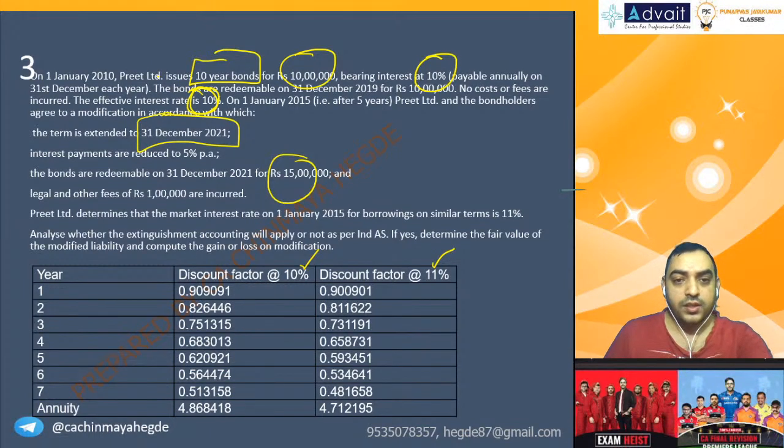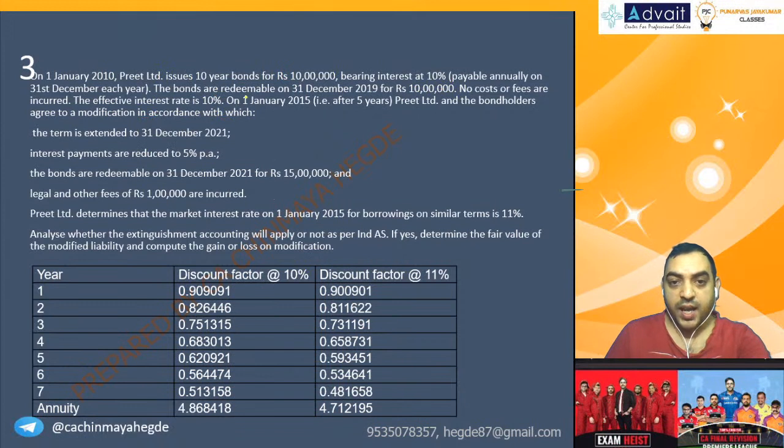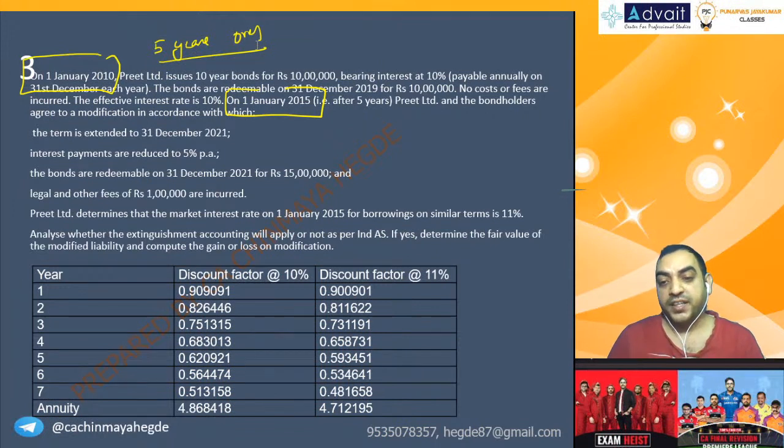Because the modifications are happening on 1st January 2015, and the bonds were issued in 2010, 5 years are completed. Should we need to compute or have they given? Some of you are telling we need to compute, but the answer is it is given. 10 lakh itself is the carrying amount.